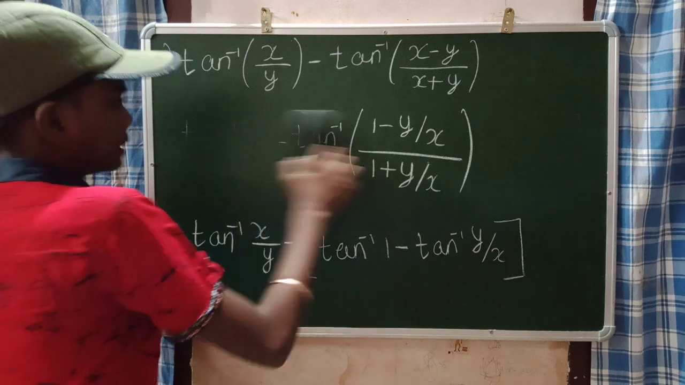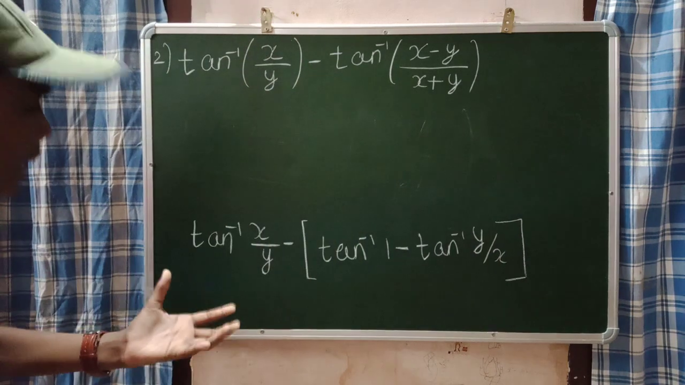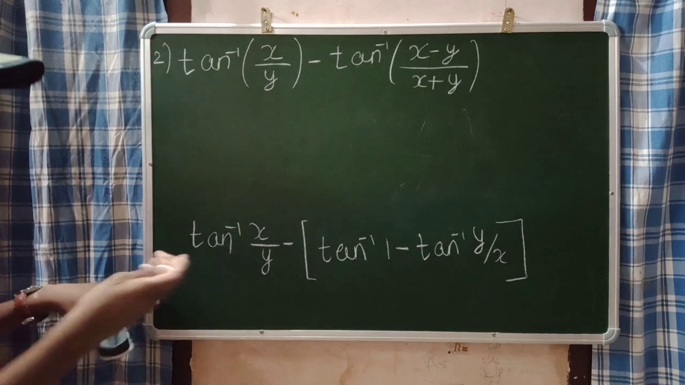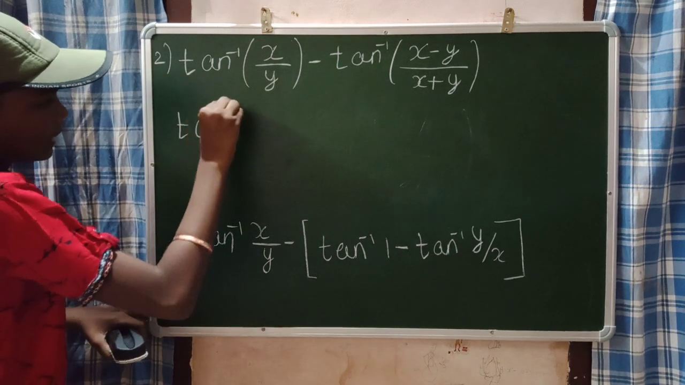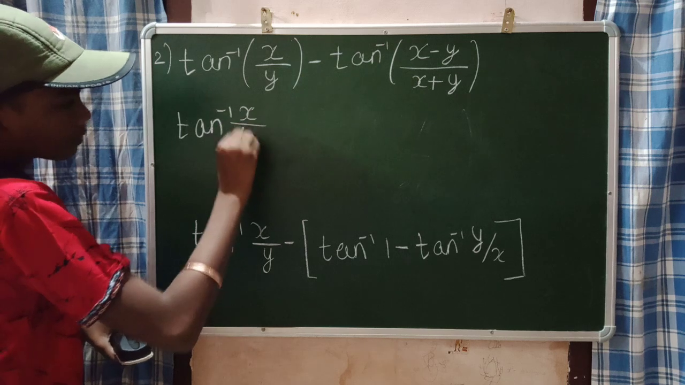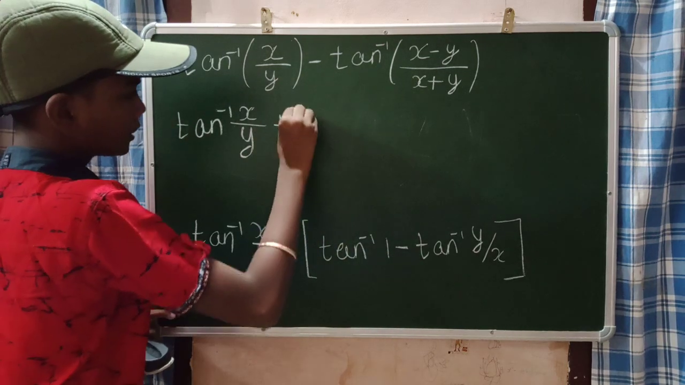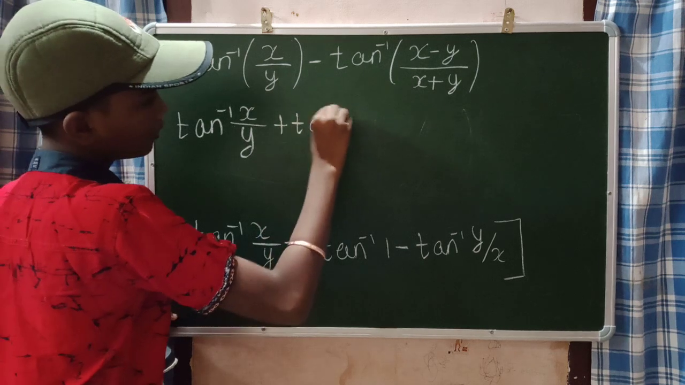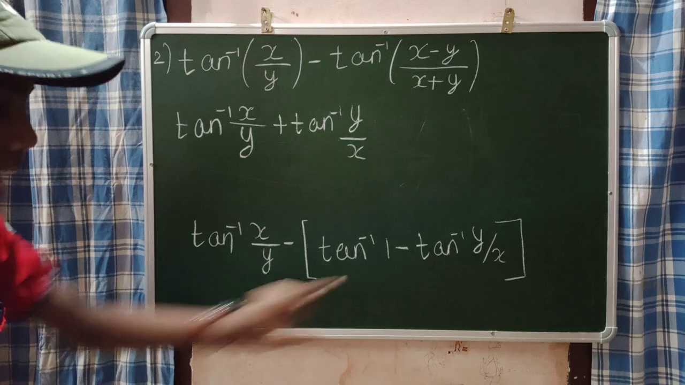Now I will rub this, because the master stroke is over. Now guys, this is a very easy task which you are going to do. The new form of equation which you will get is tan inverse of x by y, then minus into minus will be plus of tan inverse of y by x. Then we have minus of tan inverse of 1.